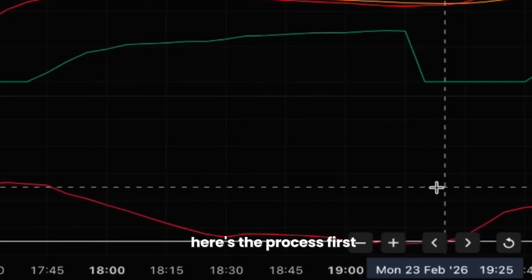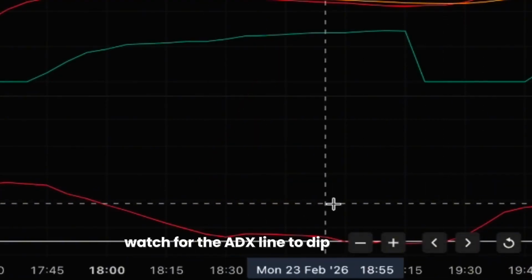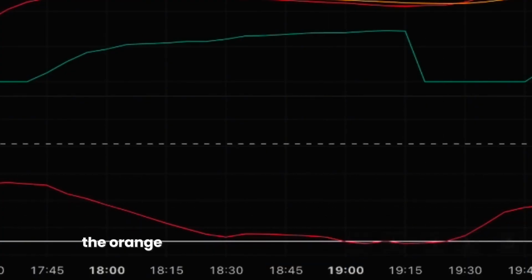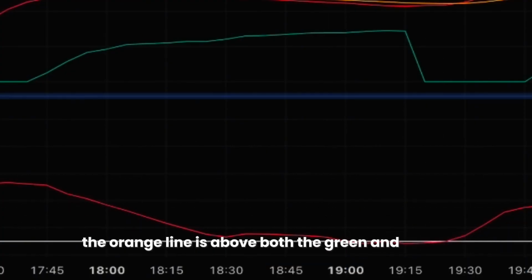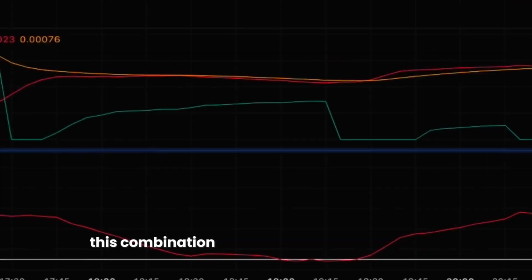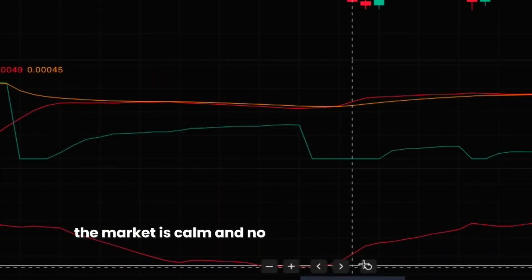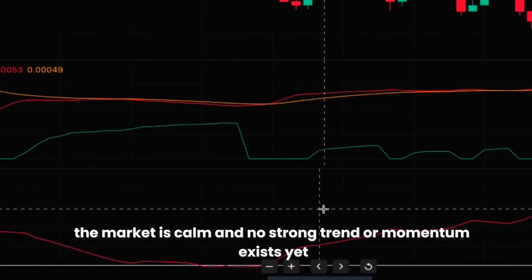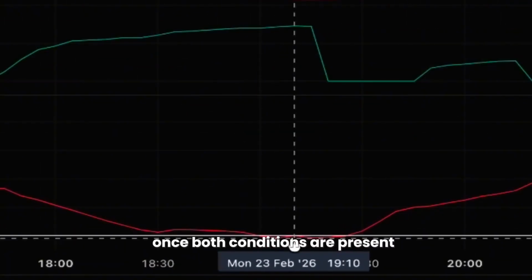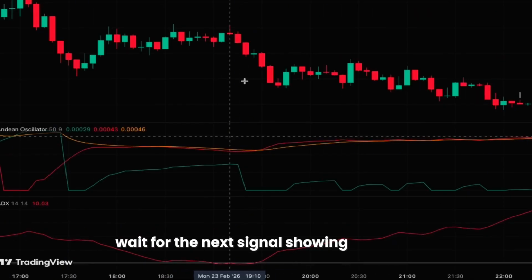Here's the process. First, watch for the ADX line to dip below 10. Second, confirm that in the Andean Oscillator, the orange line is above both the green and red lines. This combination means the price is consolidating, the market is calm, and no strong trend or momentum exists yet. Once both conditions are present, wait for the next signal showing a breakout.